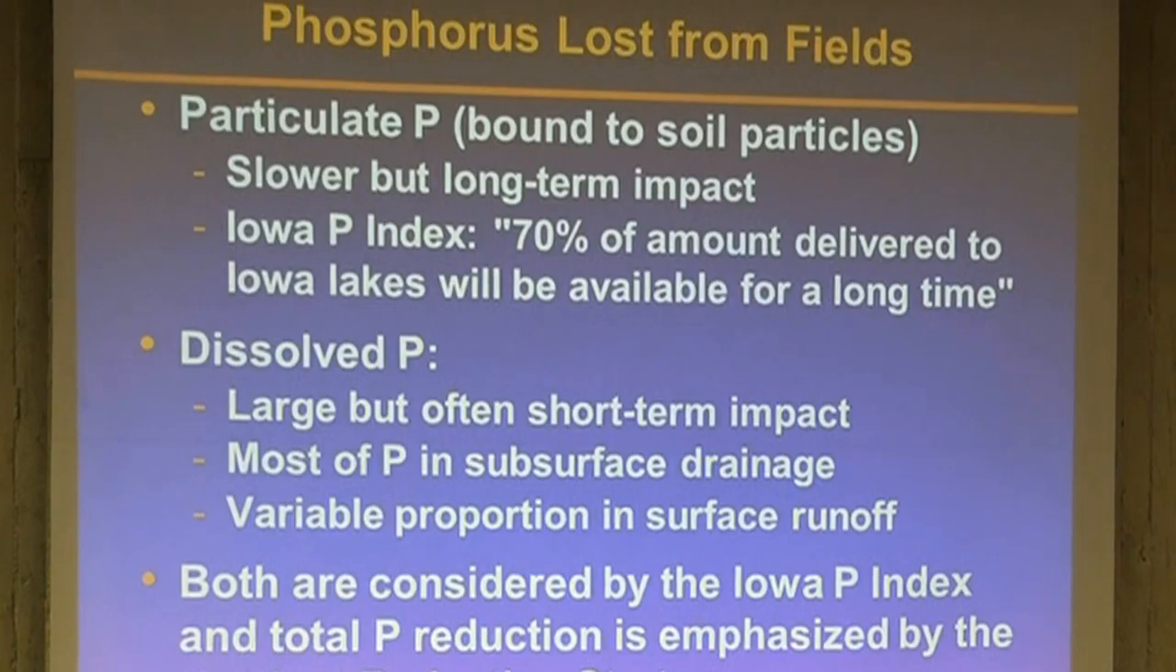Most of the phosphorus in subsurface drainage is dissolved phosphorus, but in surface runoff, there is a very variable proportion of dissolved phosphorus. Now, both the short-term and the long-term are important. Both are considered by the Iowa P index in the assessment of the risk of total phosphorus loss or one or the other form. And in the nutrient reduction strategy, we have emphasized for now total phosphorus, because it covers both.